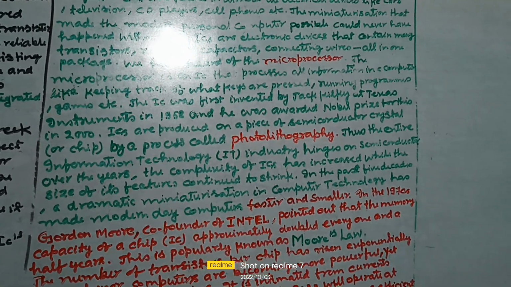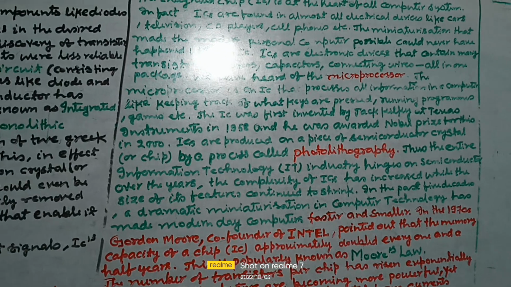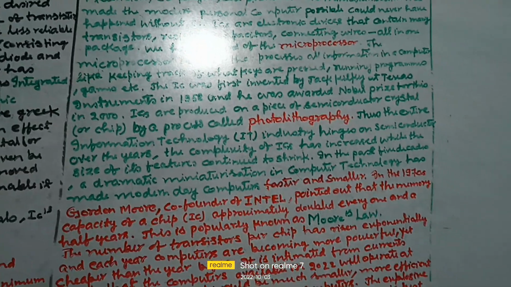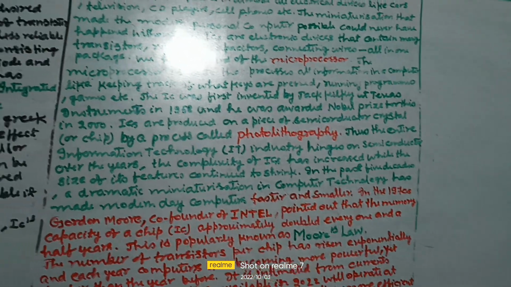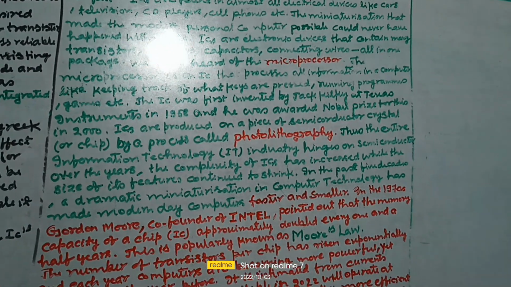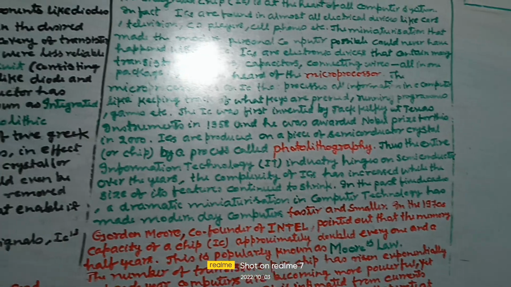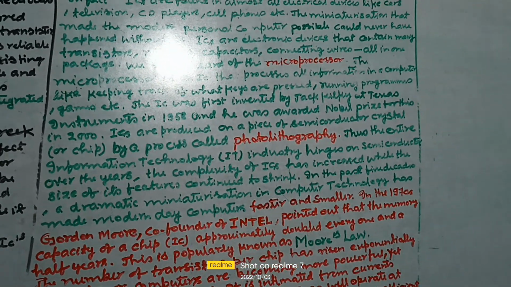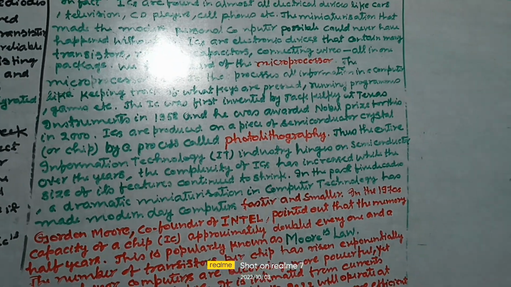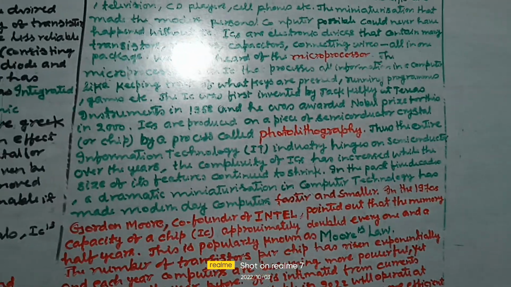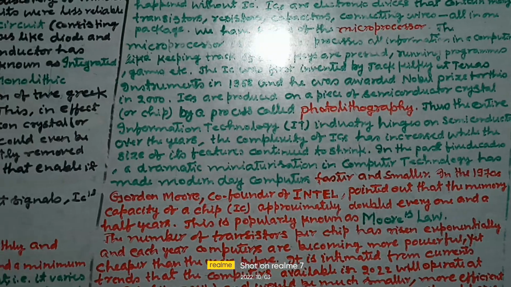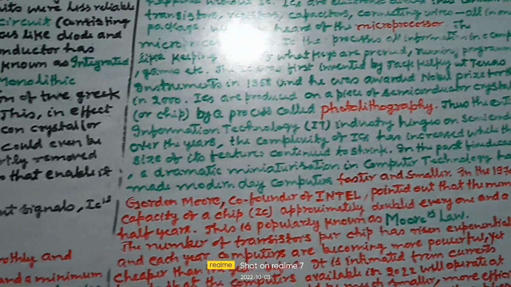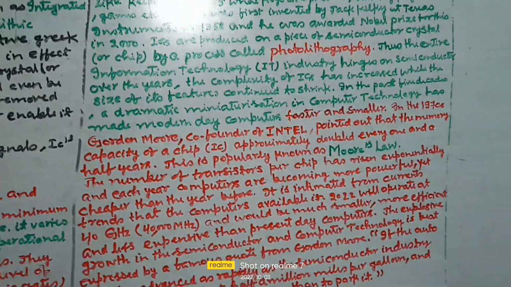ICs are produced on a piece of semiconductor crystal by a process called photolithography. Thus, the entire information technology industry hinges on semiconductors. The complexity of IC has increased while the size of its features continued to shrink in the past 5 decades. In the past 5 decades, a dramatic miniaturization in computer technology has made modern-day computers faster and smaller.